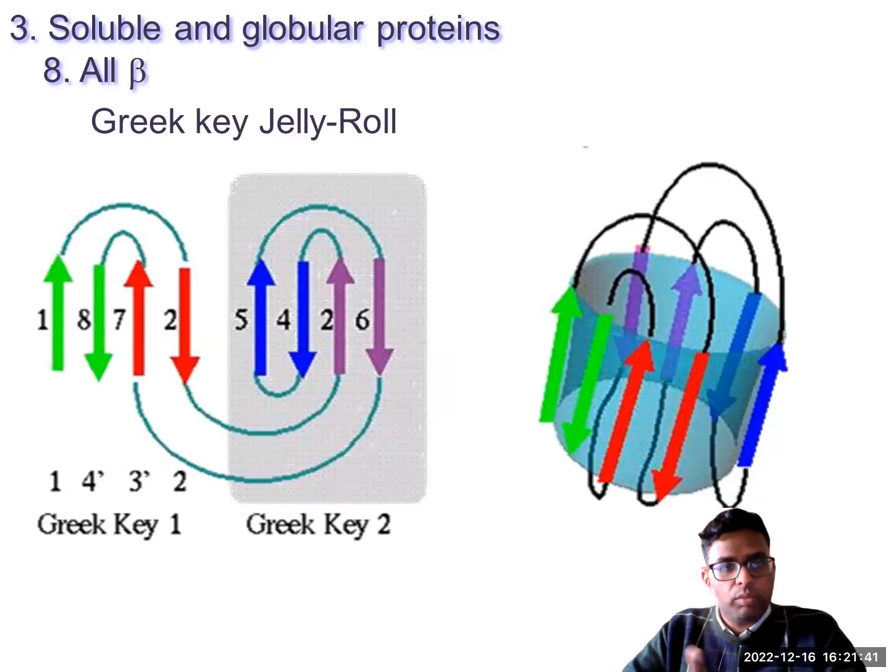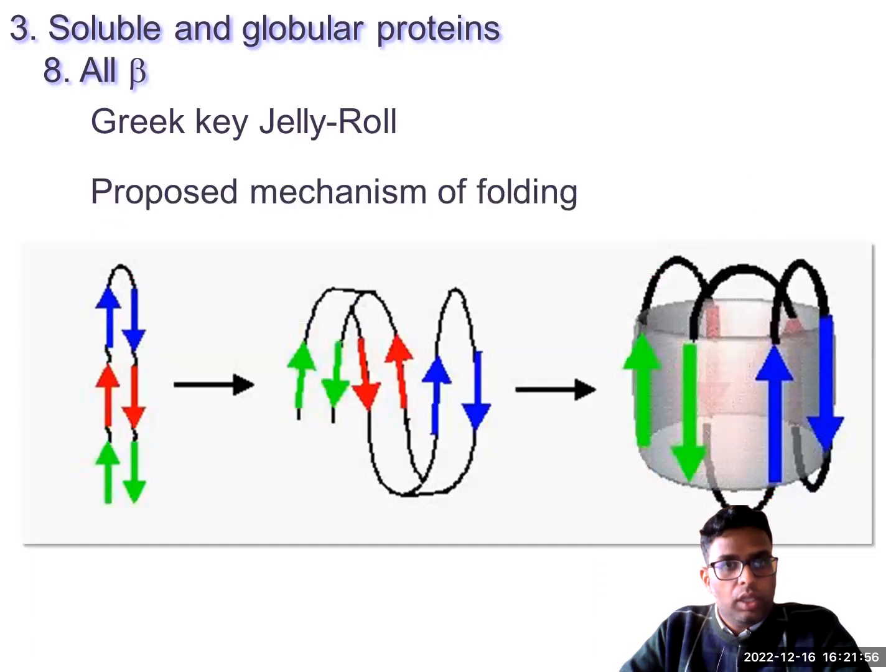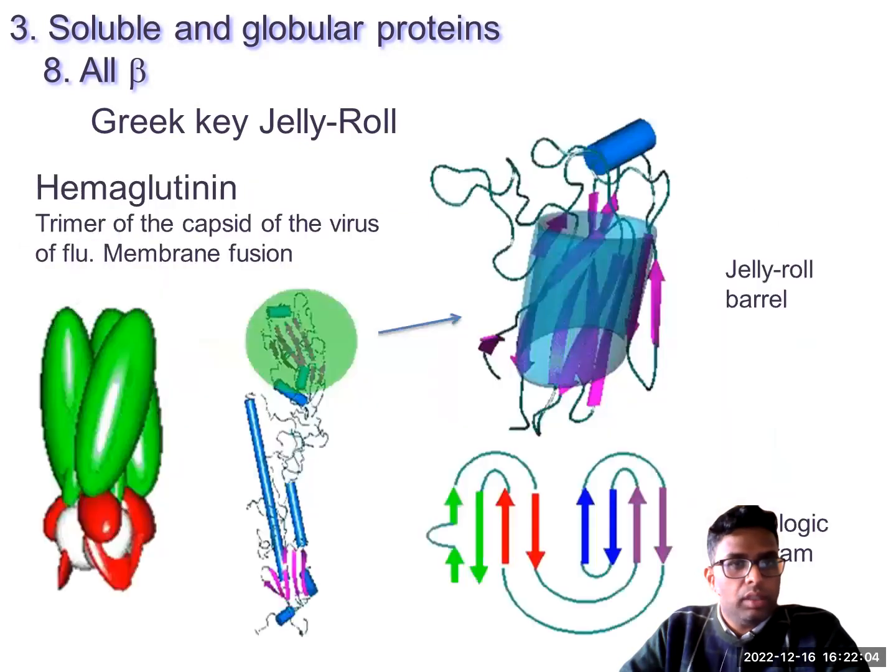But ultimately, Greek key is also similar to a beta meander, but with a first beta seed, then a second beta seed, then a third beta seed, and then the fourth one binds with the first one, such type of thing. So it has a Greek key. Such type of orientation is found, and they also have a jelly roll-like structure. So they just look like this, and they create such a type of hydrophobic core. So this type of all-beta protein, these are hemagglutinin proteins, and you have to go through and get more information, because this is a trimer of the capsid of the flu virus, for membrane fusion. So okay, this type of thing is found in beta proteins.